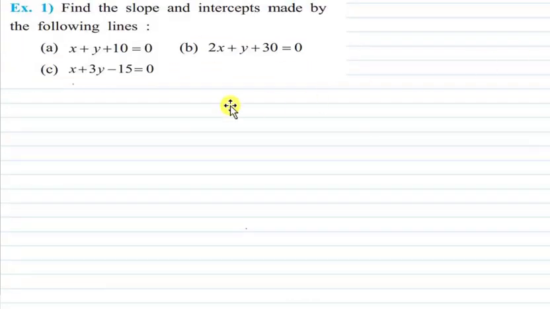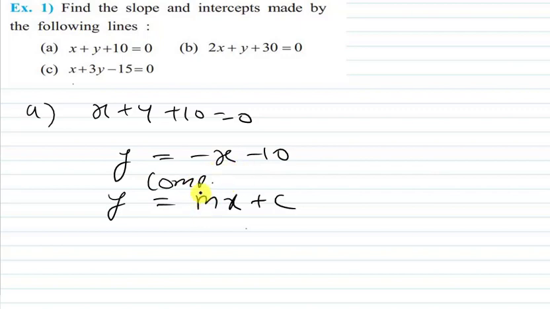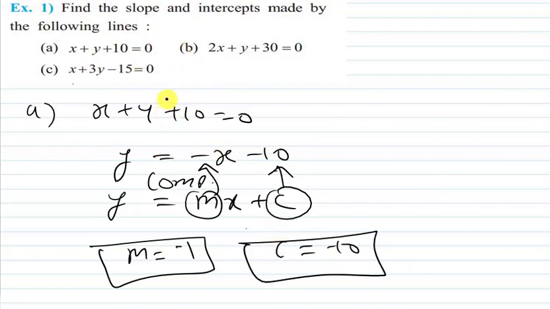Here the question is, find the slope and intercepts made by the following lines. As we have seen, I will solve the first question, x plus y plus 10 equals 0. Just convert it into slope-intercept form. What I have to do? y equals minus x minus 10. Comparing it with the standard equation of a line in slope-intercept form, what I will get? My m will be minus 1. That is, I got my slope. And the y-intercept is minus 10. Right? So in this way you can solve any of these questions.